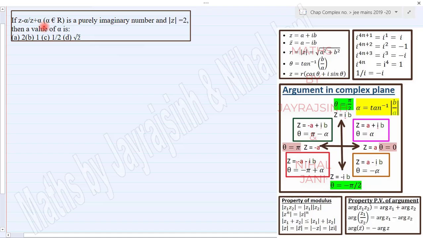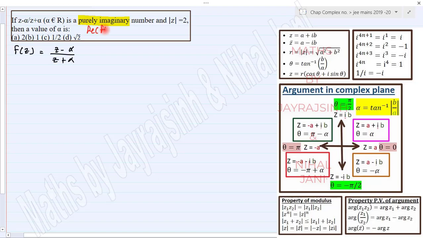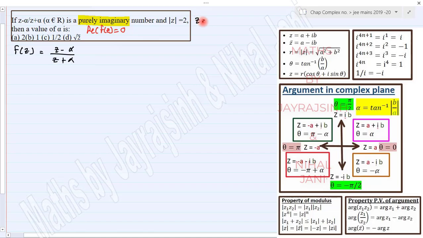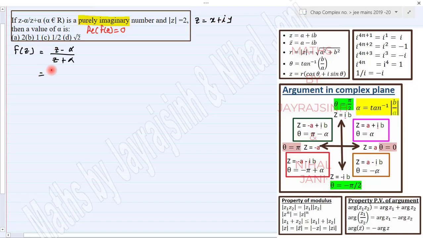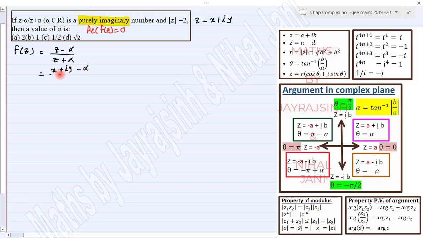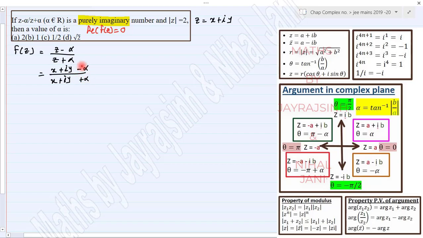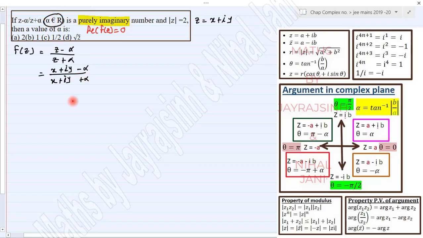In this question, it is given that (z minus alpha) upon (z plus alpha) is a purely imaginary number. That means the real part of your function of z is 0. So let's try to simplify by taking z equal to x plus iy. So we'll get (x plus iy minus alpha) upon (x plus iy plus alpha). Basically, your alpha is a real number.